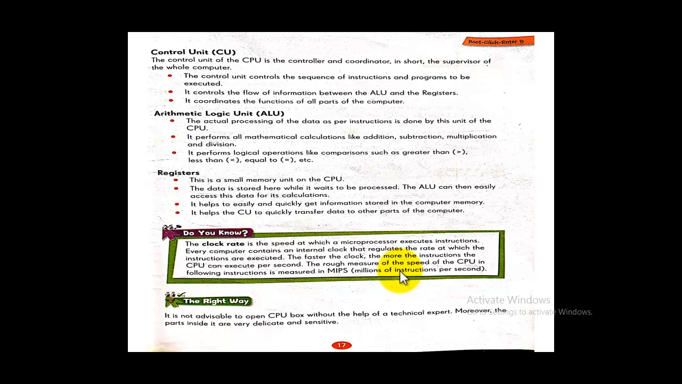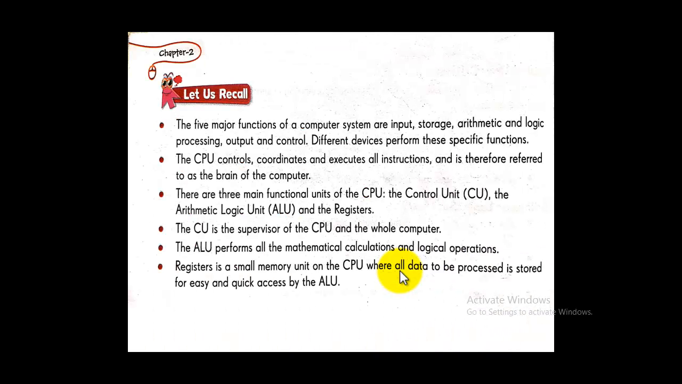Okay, now we have already finished chapter number 2. Now let's recall what we have done in this chapter. The 5 major functions of a computer system: what are the 5 major functions of a computer system? Input, storage, arithmetic and logic processing, output and control.